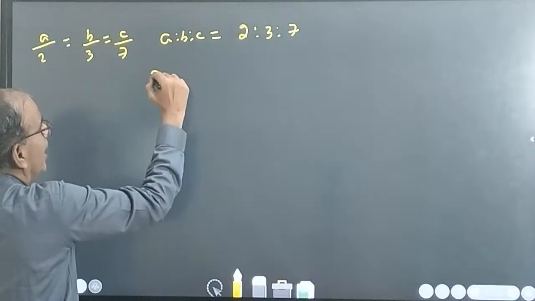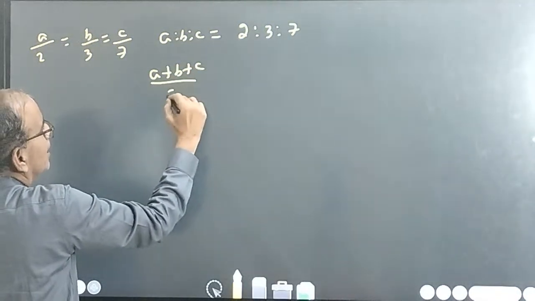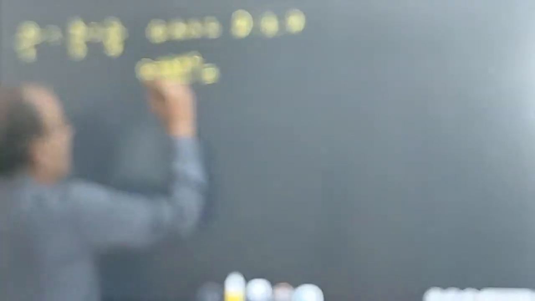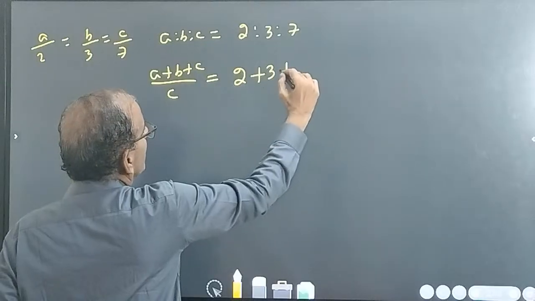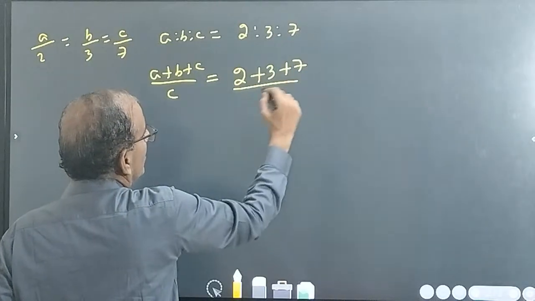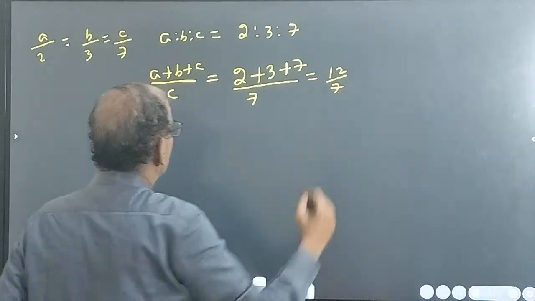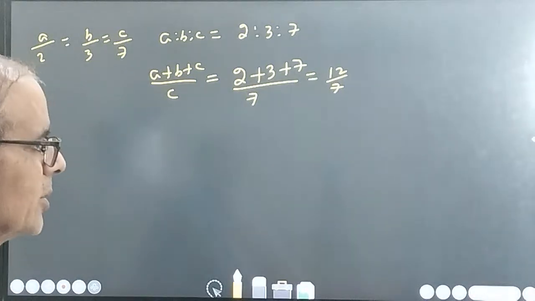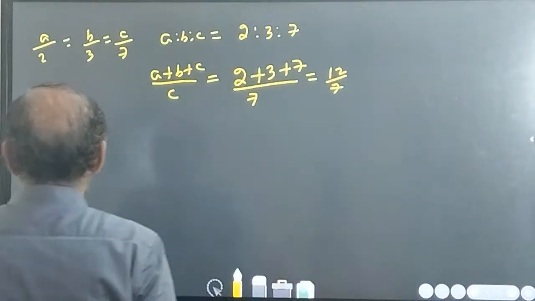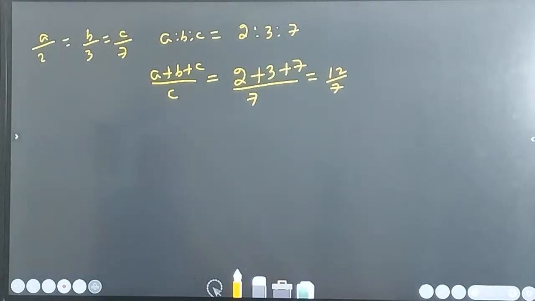Suppose they ask A plus B plus C by C, how much? Even then, no problem. Whatever is against A is 2, against B is 3, against C is 7, divided by 7. What is the answer? 12 by 7. That is, A is to B is to C in the same way. Straight away you can copy that number. Then for A plus B plus C by C, straight away you can mark the answer as 12 by 7.